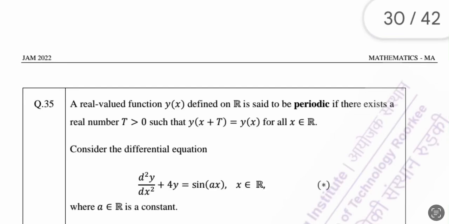We have a differential equation marked as star. Let us solve this differential equation.